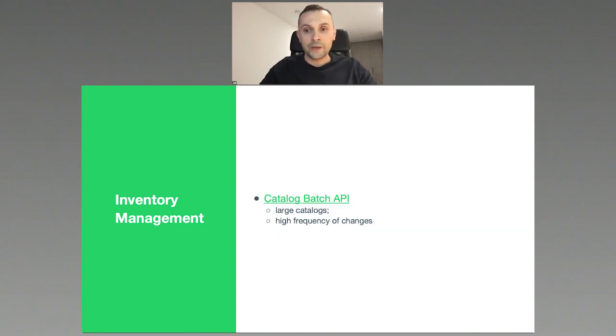Third option we recommend for large product catalogs, where part of the feed or entire feed can be updated frequently. In that case, we recommend to go for Catalog Batch API. Group of product items can be created, updated, or deleted via a single HTTP request. And it doesn't require to upload the entire catalog to Facebook.